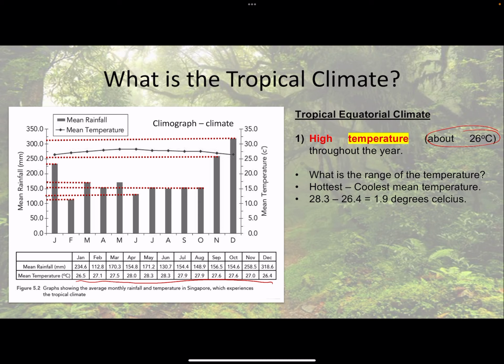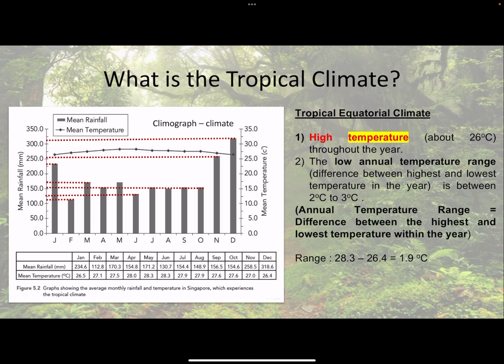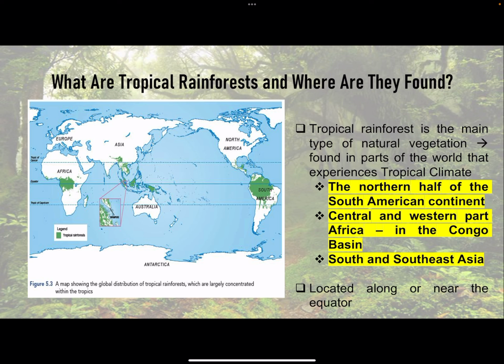So think back to your own personal experience in Singapore. Is it always warm? Are there months where, for the whole month, it's like winter, 18, 19 degrees, even in the daytime? That rarely happens because we are not a temperate climate. We are a tropical equatorial climate. So you look at the range, it is very small, about 1.9 degrees only. So yes, we have a very small range and very high temperatures throughout the year.